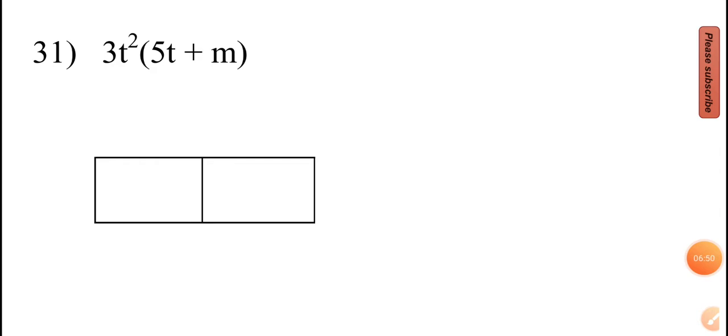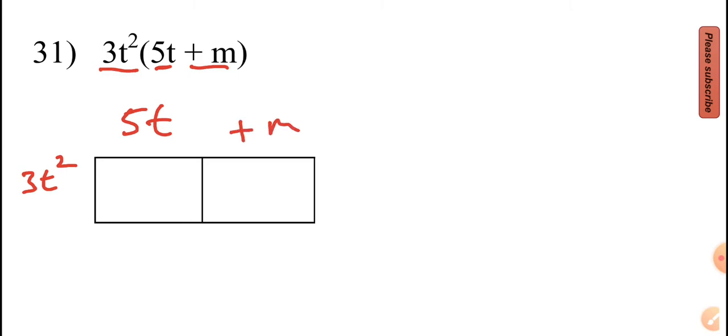Okay, number 31. So I can see 3t squared outside the bracket. So on the left I would write 3t squared. Then I can see 5t inside the bracket, so I'll write 5t at the top there, and the plus m will just come here. So the first thing we have to do is 3t squared times 5t.